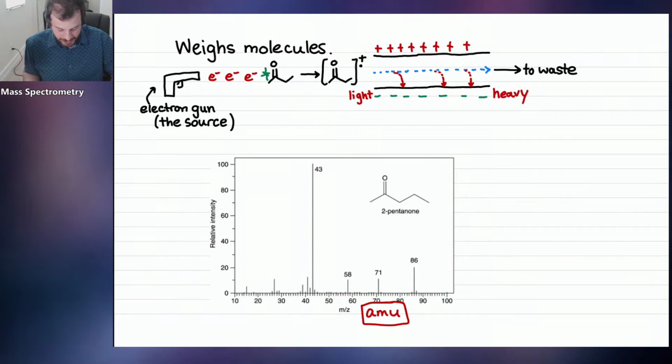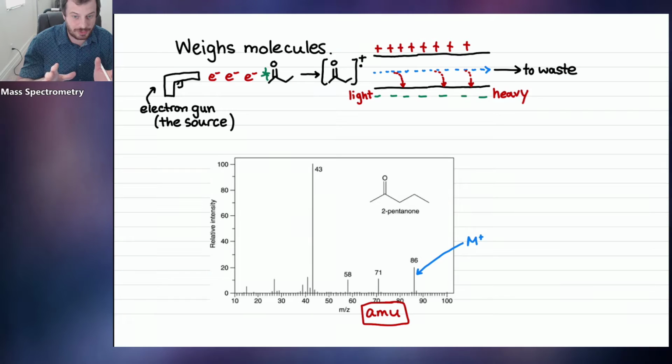So the most important thing you want to look for is the highest peak. And in this case, the highest peak is labeled with an 86. This peak is called the M plus peak. M plus because M stands for the molecule with a plus charge. So this is called the M plus peak.